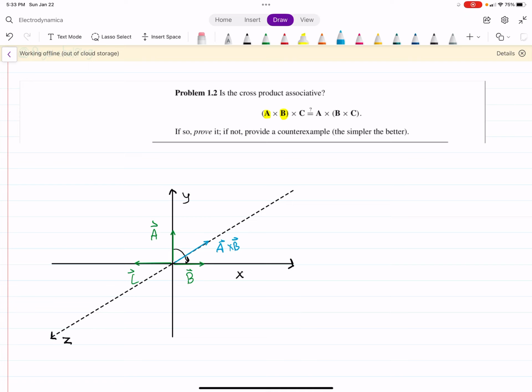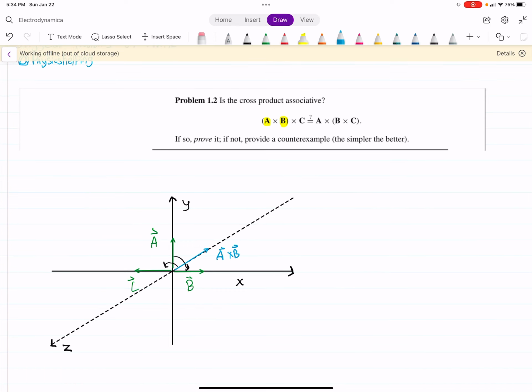So now we want to take that vector and curl it in the direction of C, because we have A cross B, and now we're crossing it with C. If I do that, what you'll end up finding is that the resulting vector, this one, A cross B cross C, points up in the y-hat direction.